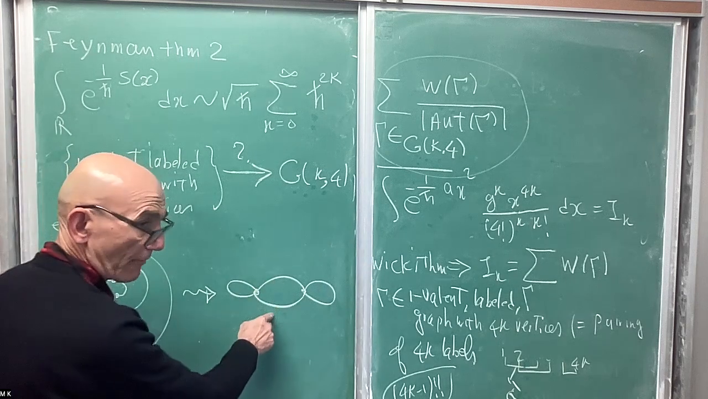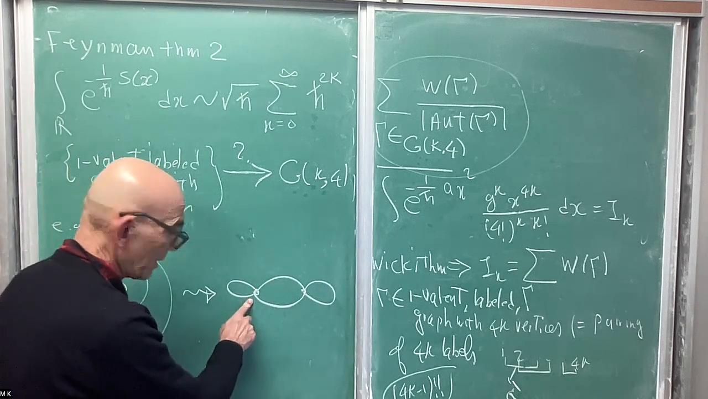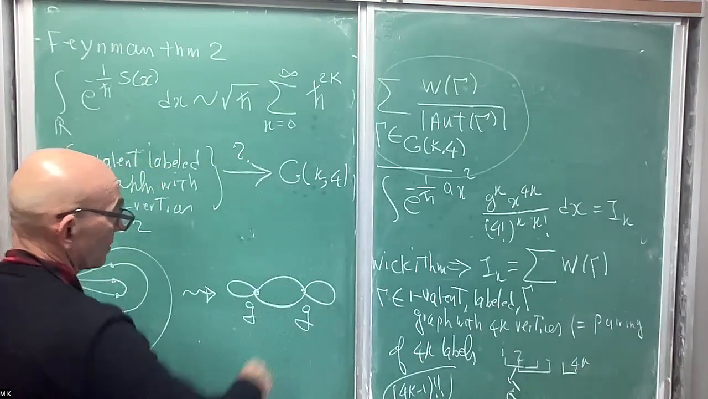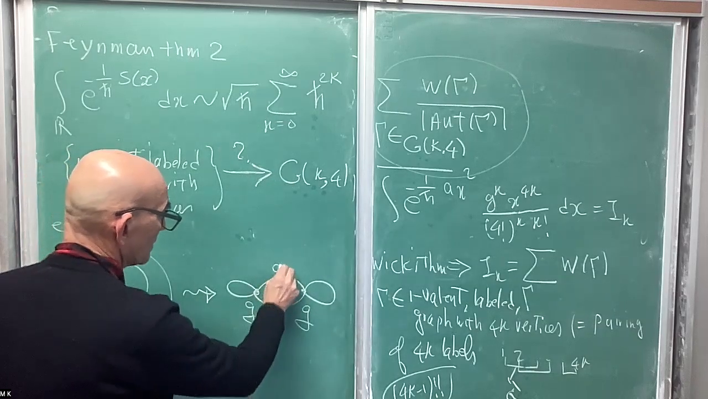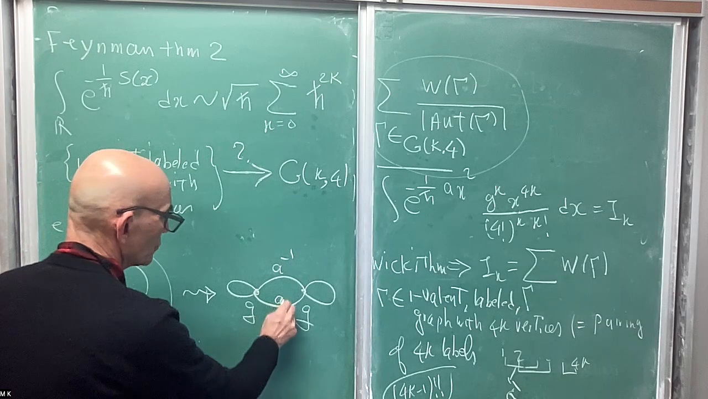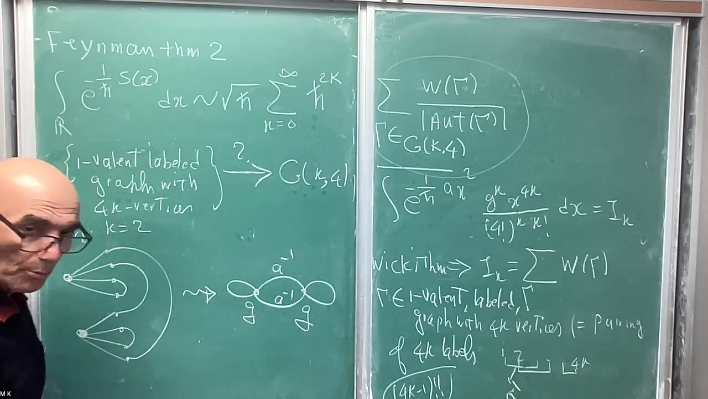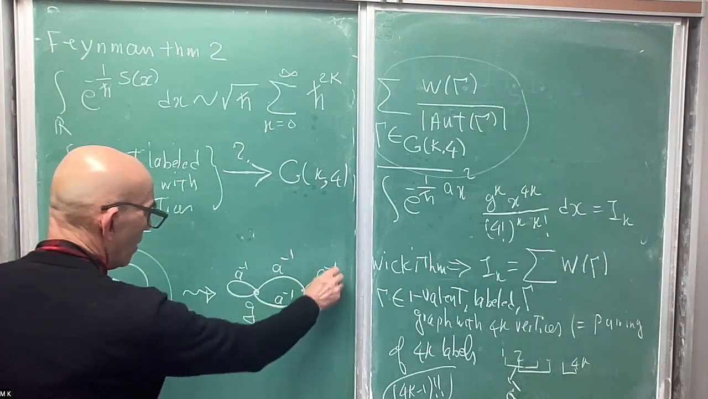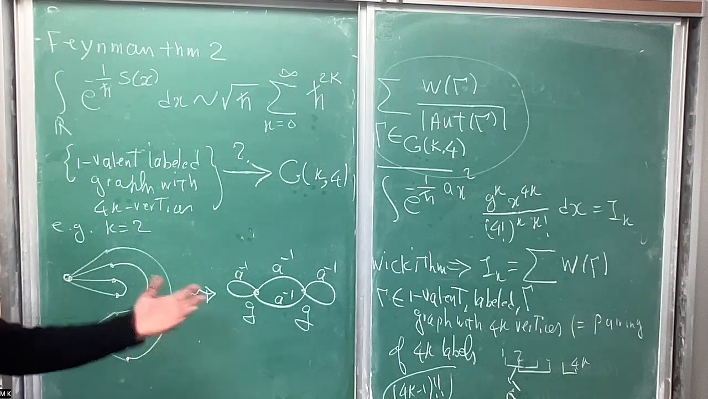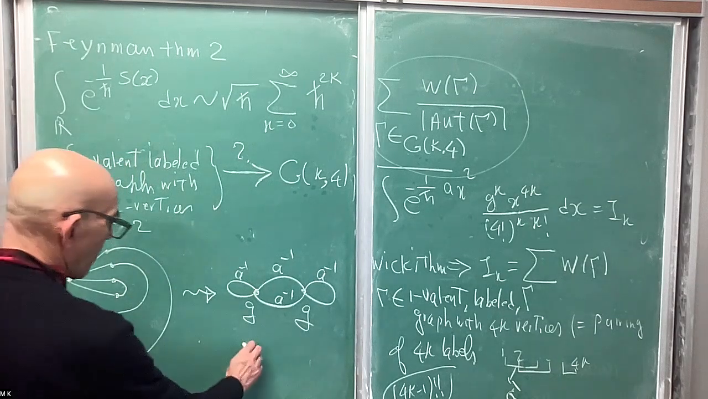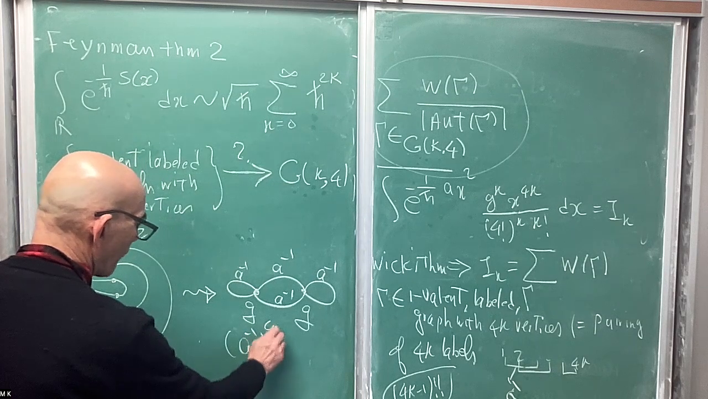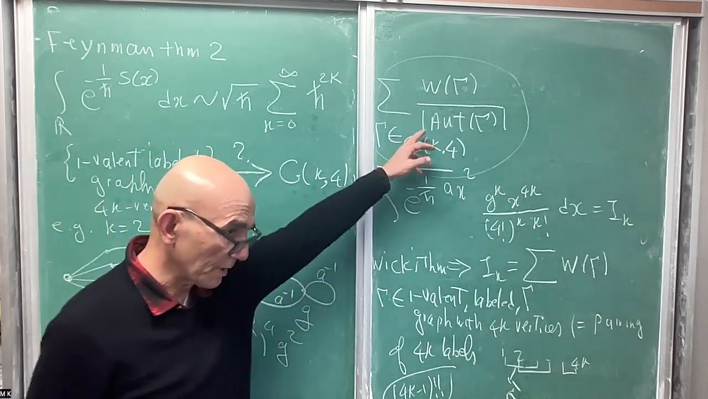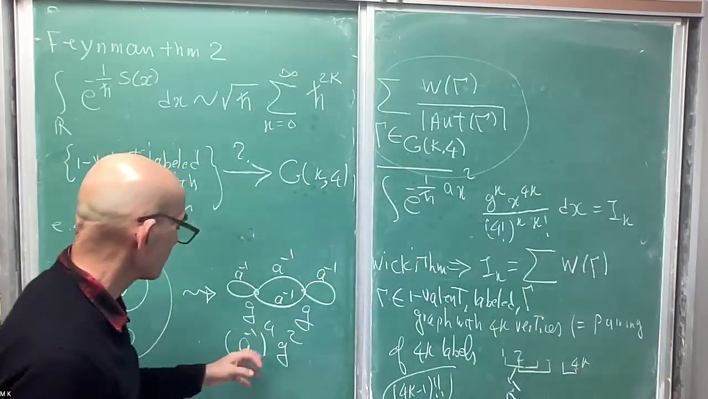Well, you decorate these graphs in the following way. On each vertex, we put a G, the coupling constant of the quartic action, and on each edge we put the propagator. In this case, it's just a number, which is A inverse. And then we multiply all these things. So then we get A inverse to the power 4 and then G squared. So this, of course, gives us one term here for k equal to 2.